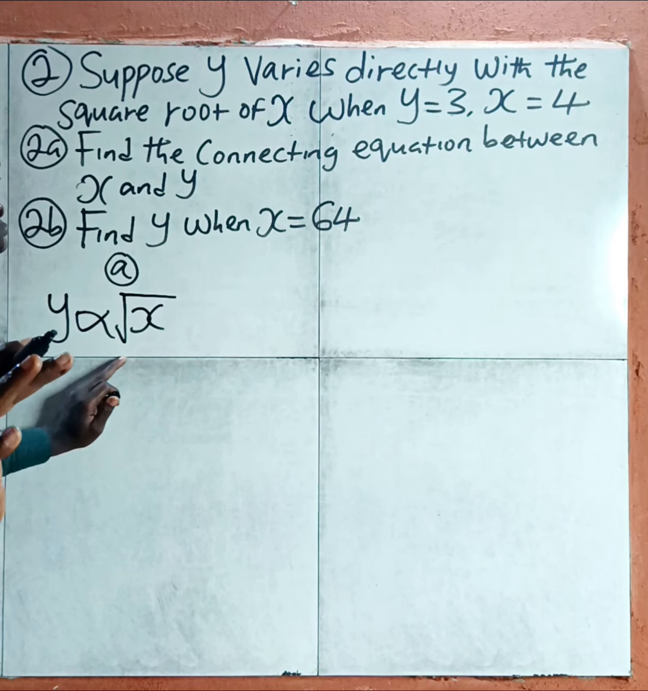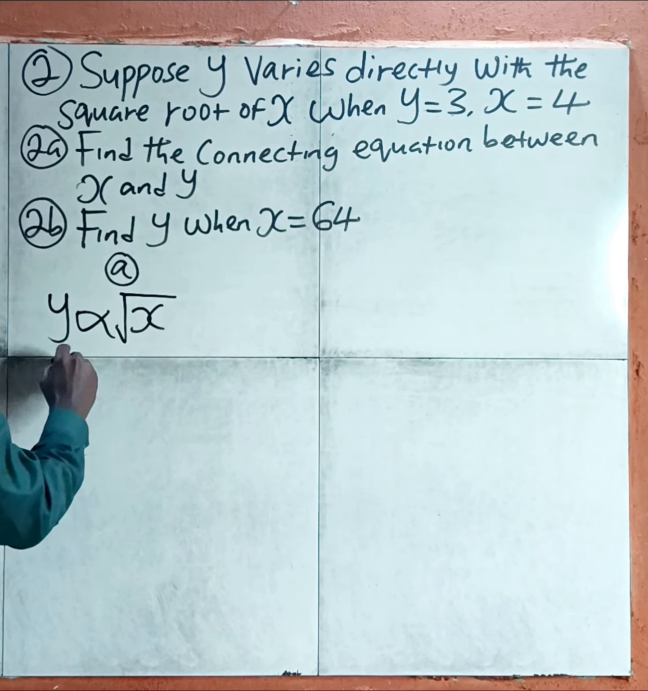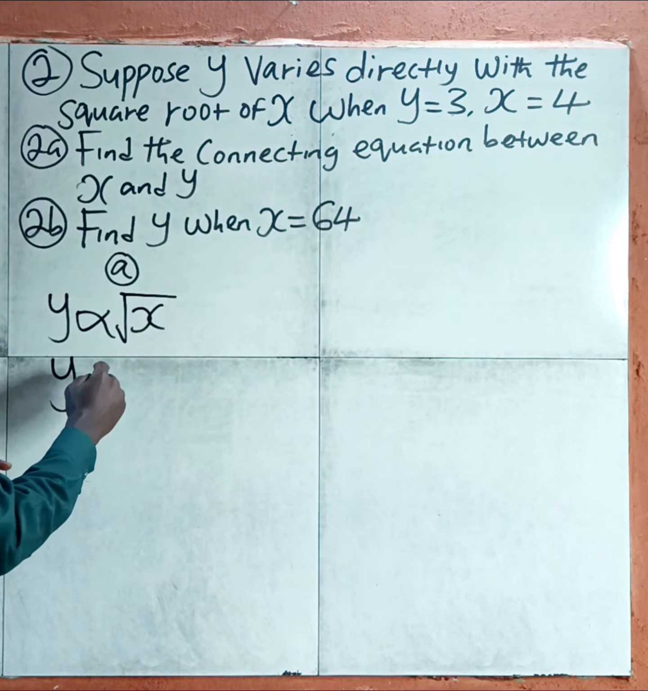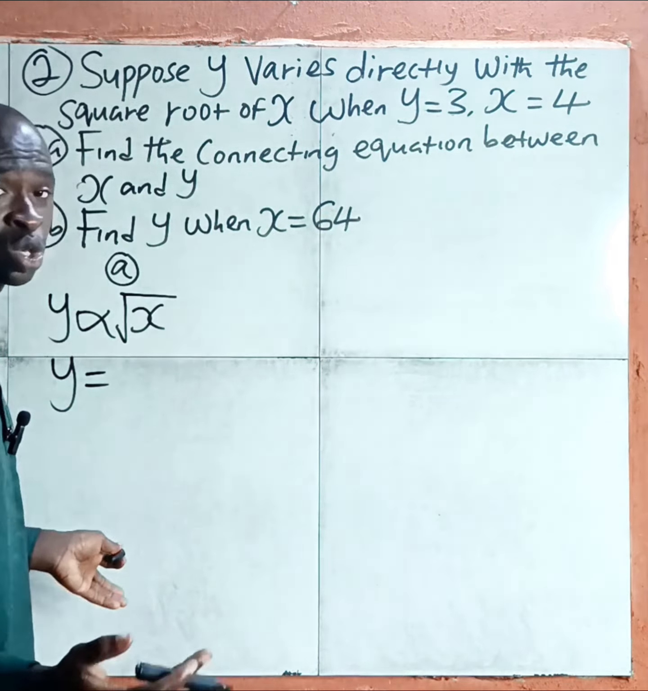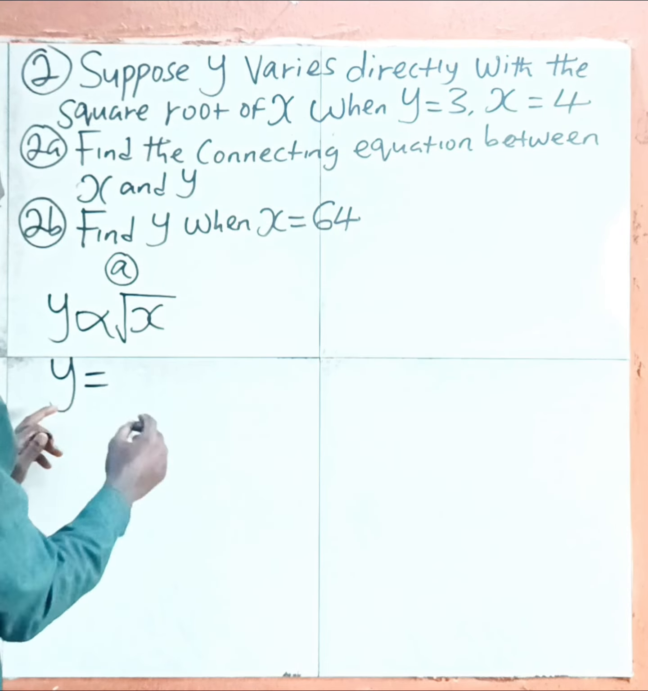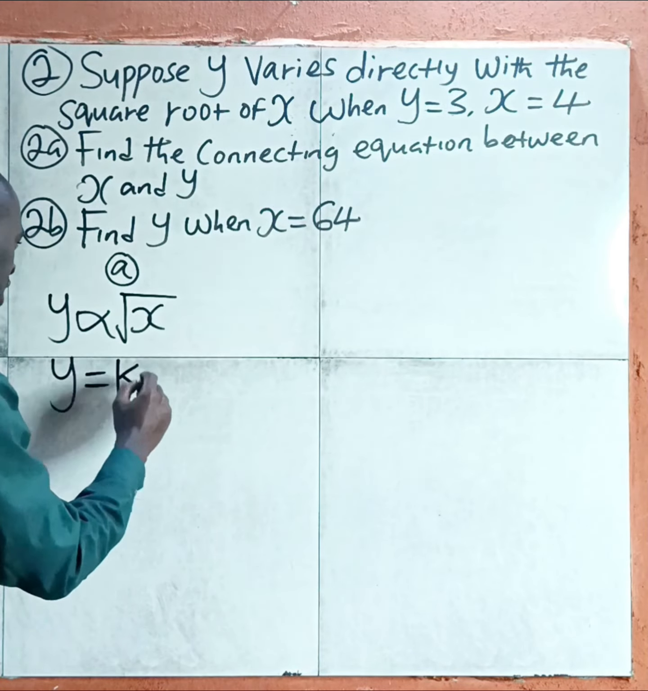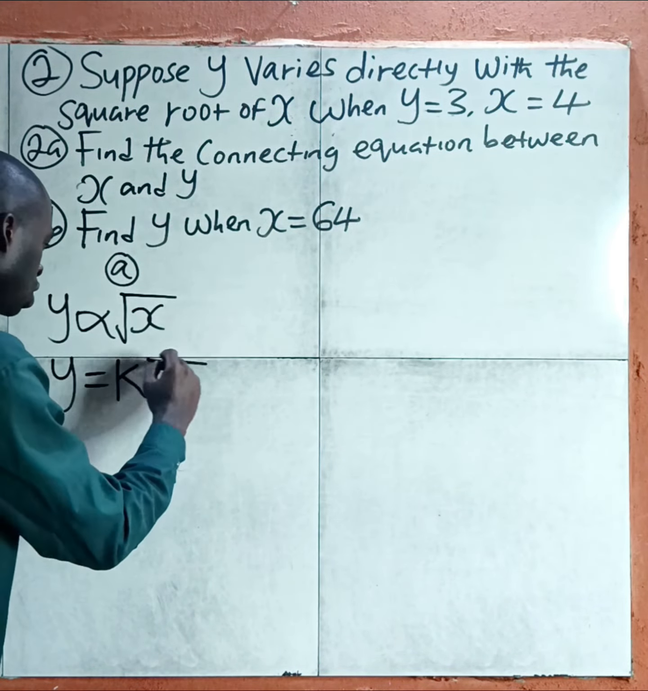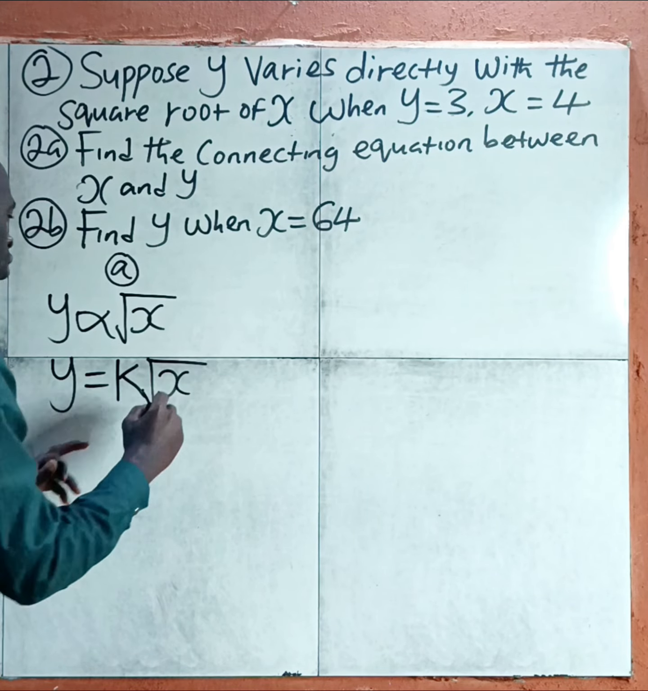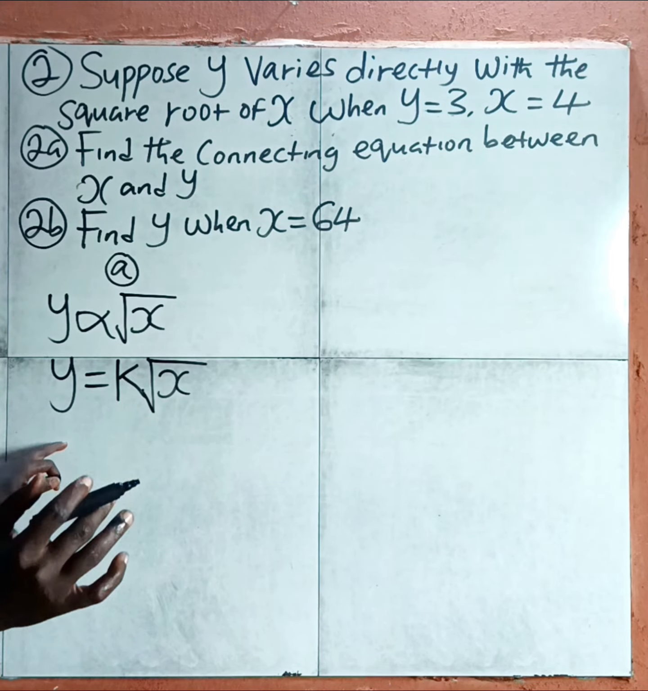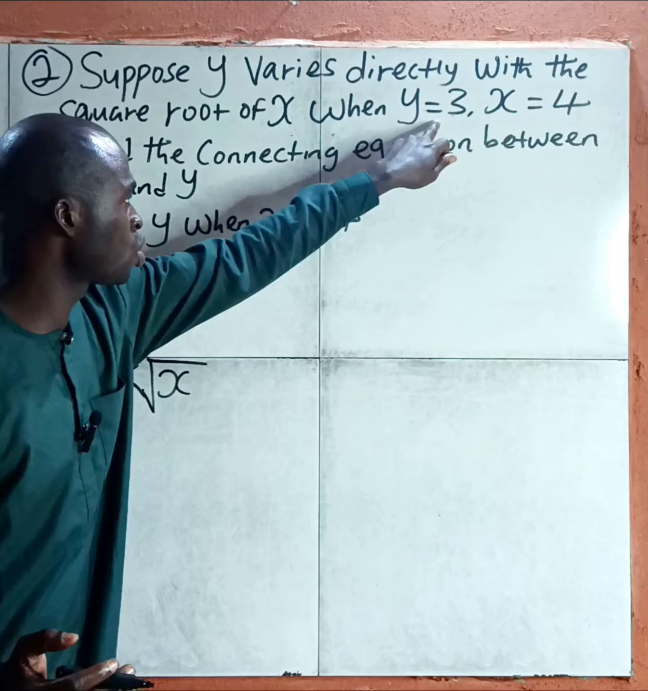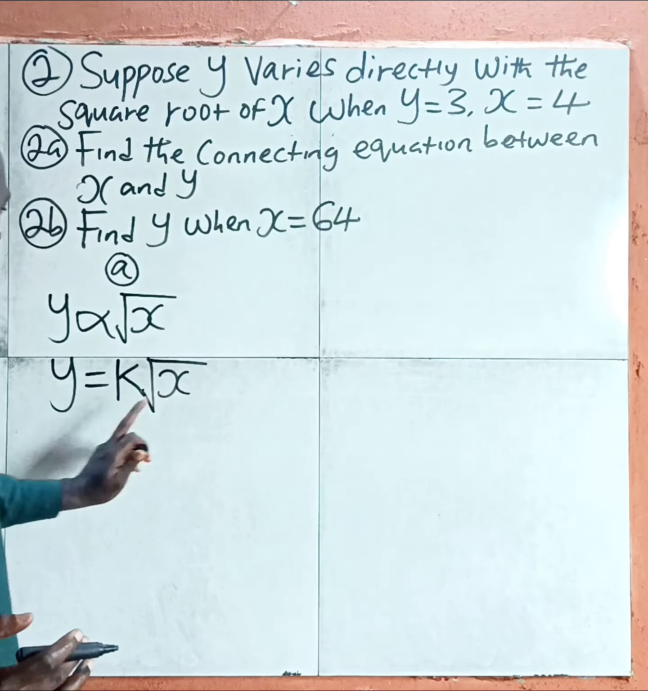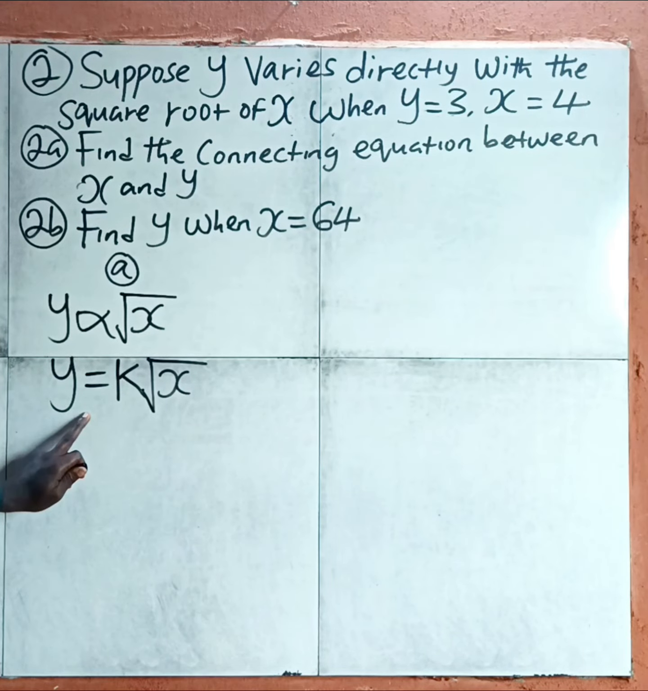Now the next thing you're simply going to do from this angle, you are going to rewrite the y and change this symbol into an equal to sign. Then you are going to introduce a constant. You can use c or k, any variable of your choice. So you bring in a constant and then again you write the square root of x. Now we are going to plug or substitute the values of both y and x into this formula. We have gotten the formula we need.